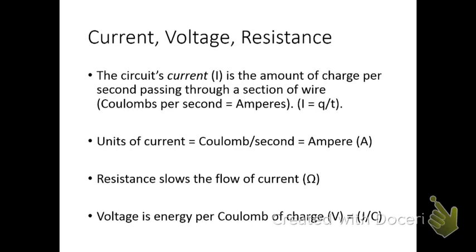So, resistance, measured in ohms, slows the flow of current. And voltage is the amount of energy per unit charge of a certain region, joules per coulomb.